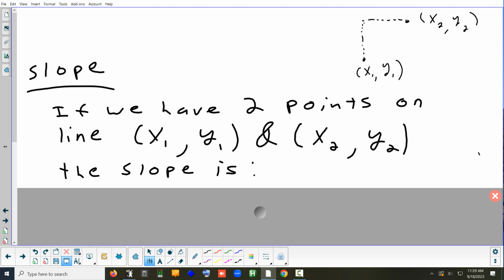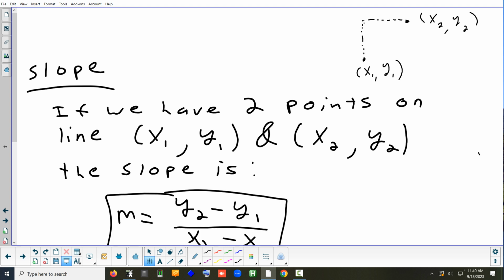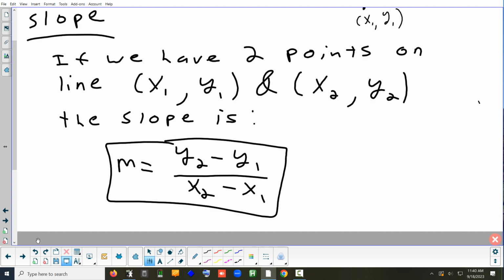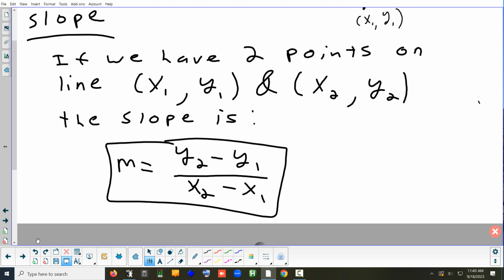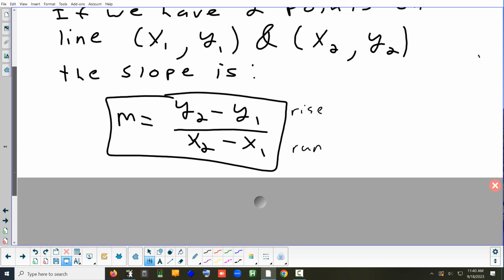And how would you find the run? That's the horizontal distance between the points. X2 minus x1. So that's the formula to find the slope between 2 points. You find the difference between the y values. You put that on top. That's the rise. Rise goes with y's. And then run is in the bottom. That's how you find your slope.